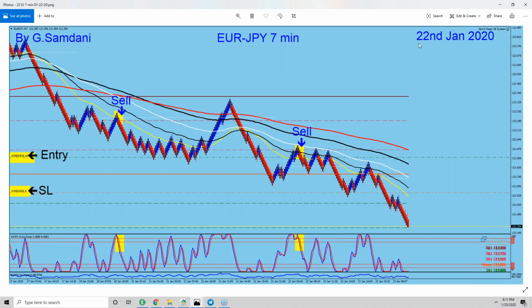Now this is Euro Yen on the 22nd. A lot of trades, I'm telling you. This is the first one. There was one from the top as well, but it was a second degree. But this is the one, and then this is the one you can see. And I think this one went even a little bit longer.